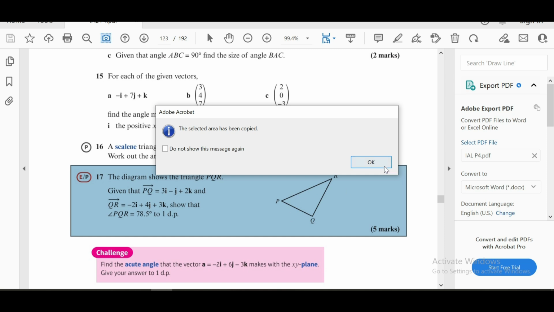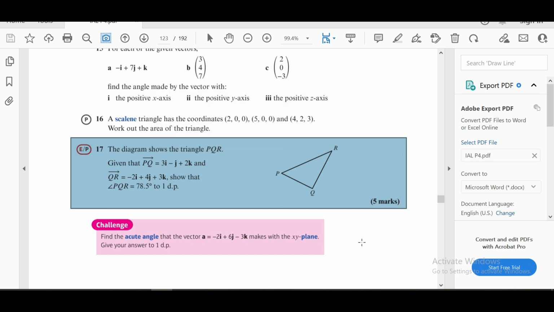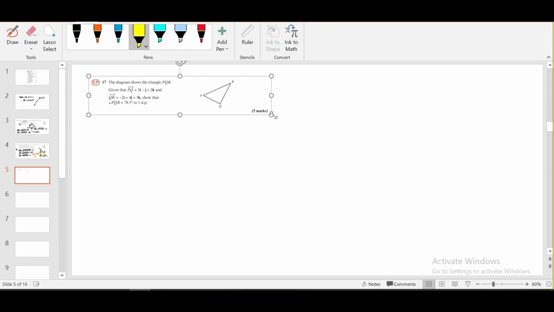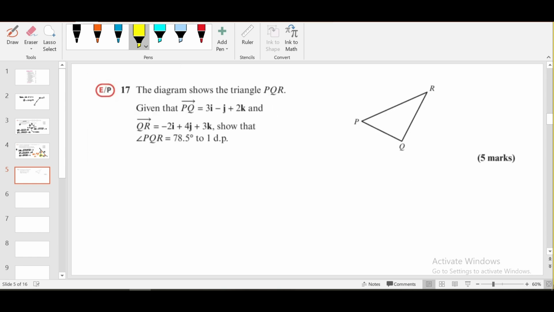One last question from this topic. Yeah, I'm just writing this. Okay, I have it done. Okay, one last question from this exercise.